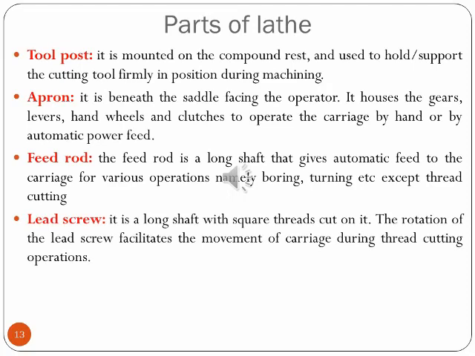The next part is the tool post, that is part of the carriage assembly. The tool post is mounted on the compound rest. It is mounted in the T slot of the compound rest, and the tool post clamps the tool holder in the proper position during the machining operations. Next is the apron. The apron is mounted at the front of the saddle beneath it and houses the carriage assembly and the cross slide mechanism. The apron hand wheel moves the carriage assembly manually by means of rack and pinion gears.